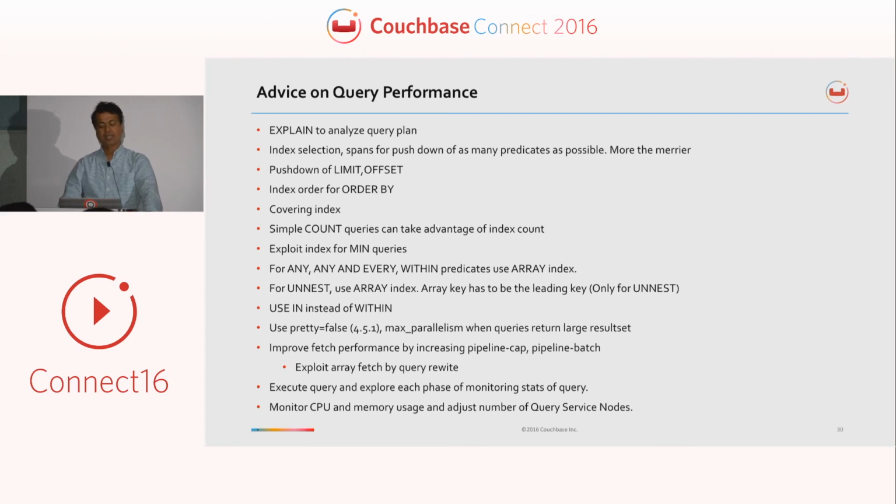With unnest, the array index key has to be the leading key. Even when you know the exact attribute within the object, there's a tendency to use WITHIN instead of IN. The IN predicate within the array index is much more efficient than WITHIN. With 4.5.1, you have the option to turn off the predicate, equals false, so that the result set is more efficient.